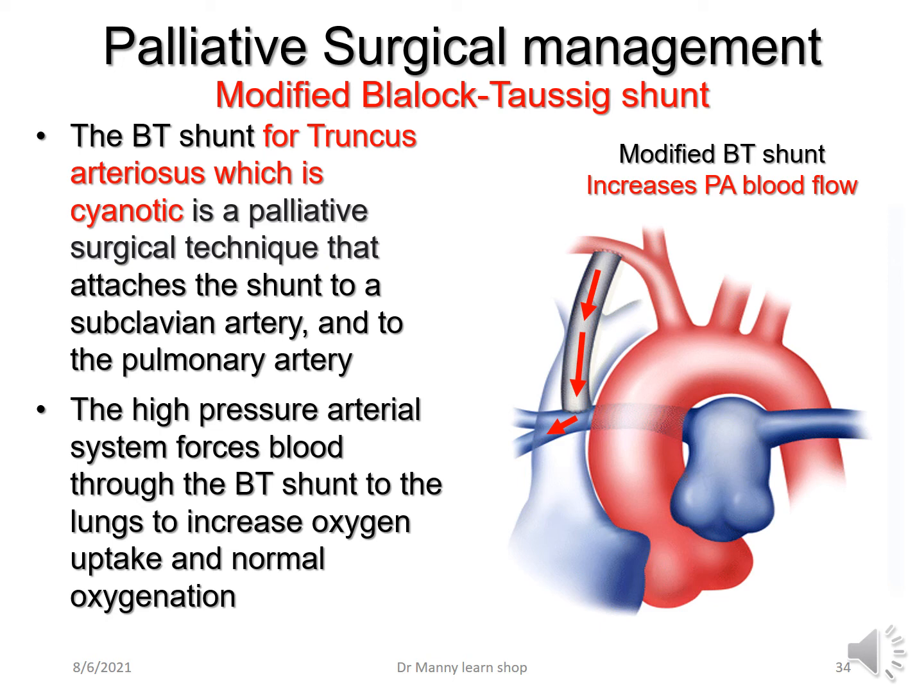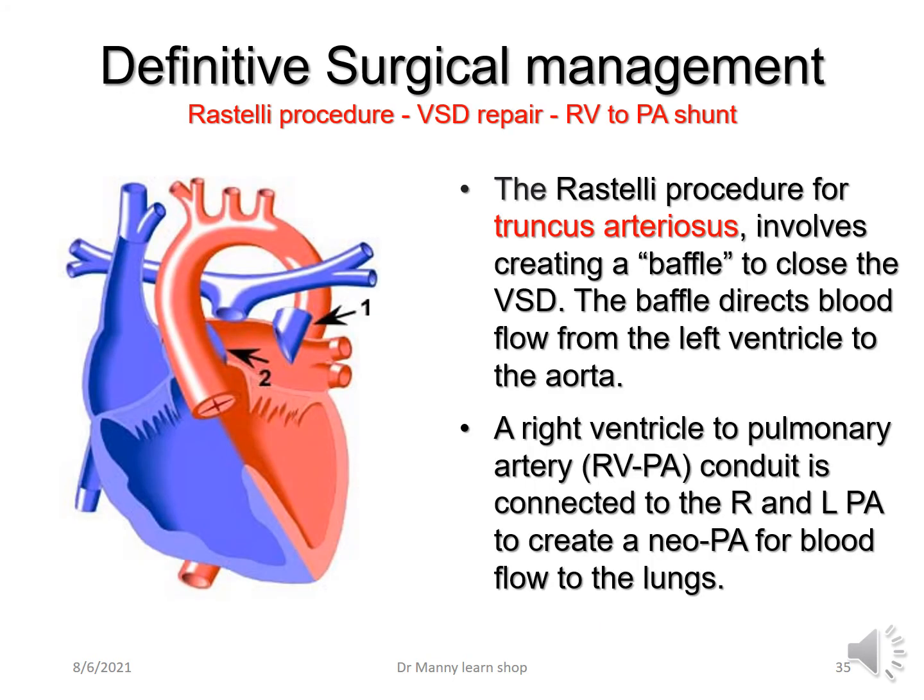The definitive surgical management for Truncus arteriosus is the Rastelli procedure, and this involves the creation of a right ventricular to pulmonary artery shunt and closure of the ventricular septal defect. Now, it's the Rastelli procedure that involves creating a baffle to close the VSD. The baffle also directs blood flow from the left ventricle to the aorta.